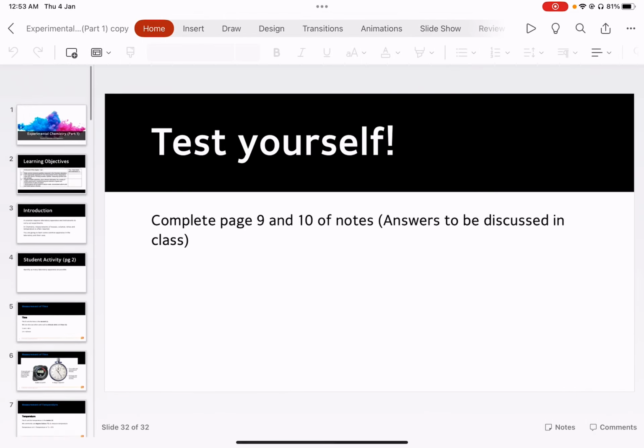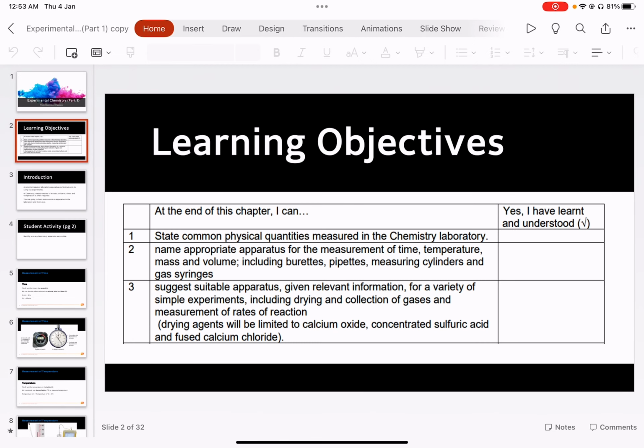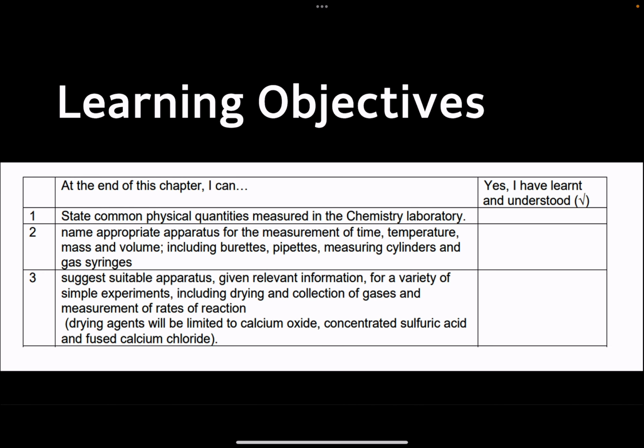This is our learning objective. We have already covered physical quantities, and then we have looked at apparatus, and I gave a very detailed discussion about all these apparatus. Then we also looked at collection of gases via the four methods, and drying of gas involving a drying agent. You see, drying agents include only these three, but you must know what kind of gases will be suitable to be dried by which drying agent.